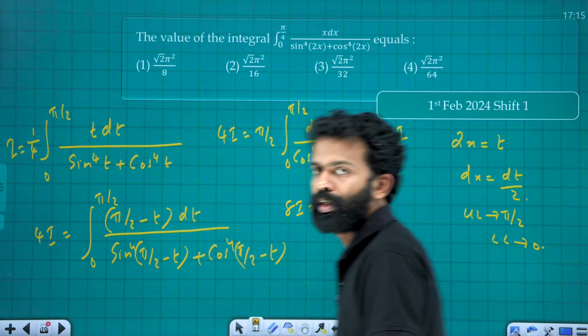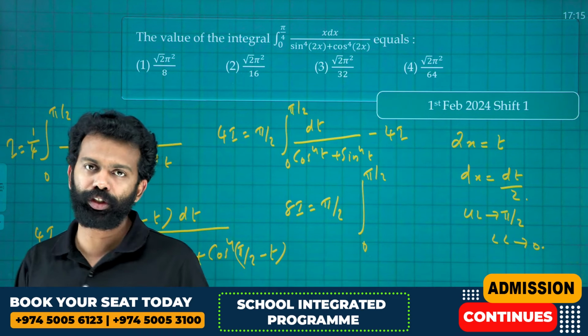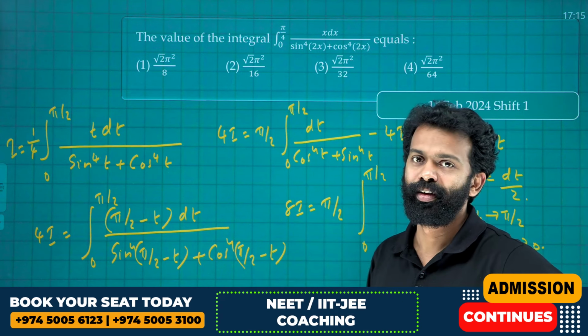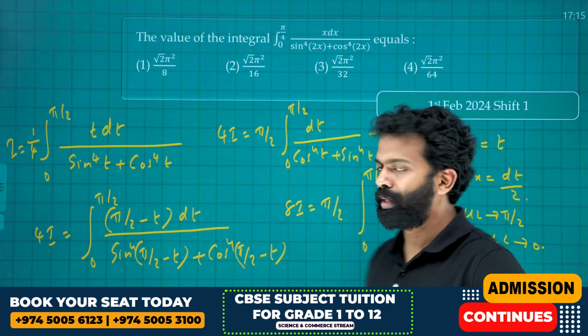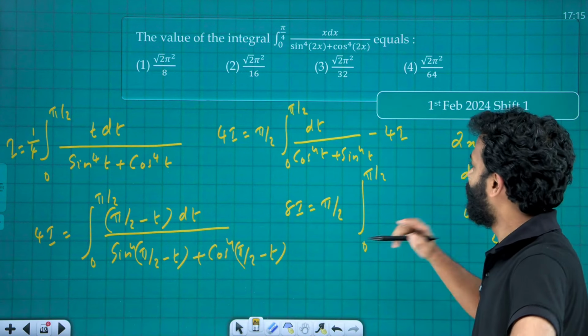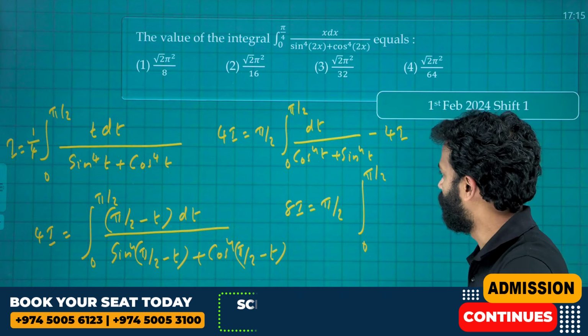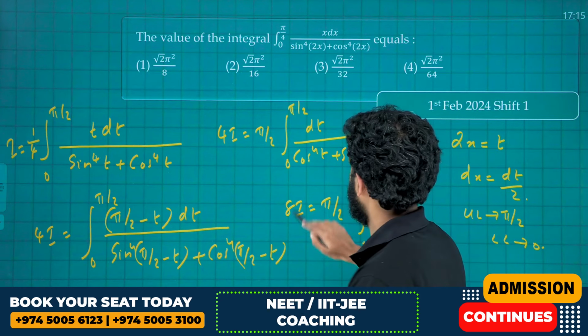So, what will you do here? In the denominator, you have sine raised to 4t plus cos raised to 4t, and in the numerator you have nothing. So, what will you do here? We can divide numerator and denominator with tan raised to 4t. We can do it in the next slide. That will be better.